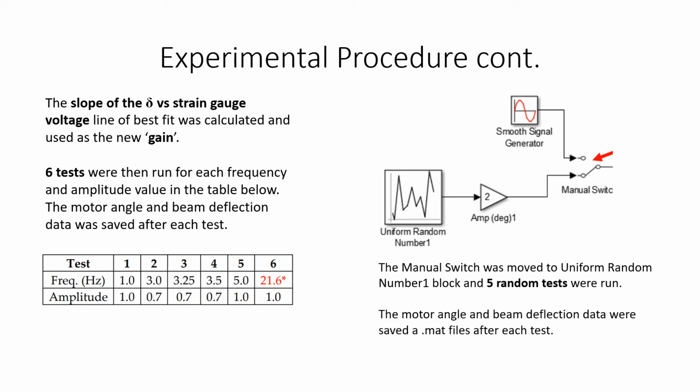6 tests were then run for each of the frequencies and amplitude values shown in the table below. After each test, the motor angle and beam deflection data was saved as MATLAB files. The manual switch was then switched to the random test block and 6 random tests were run. After, the motor angle and beam deflection data was again saved for each test.